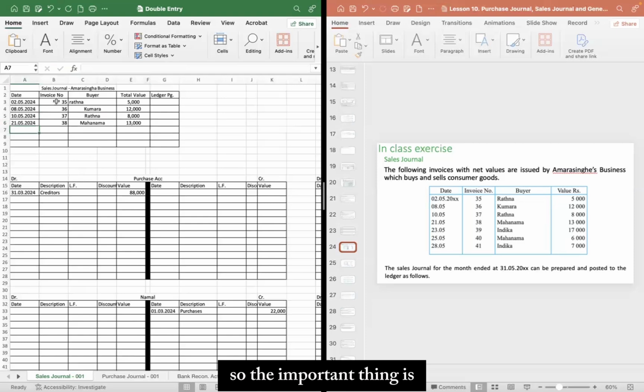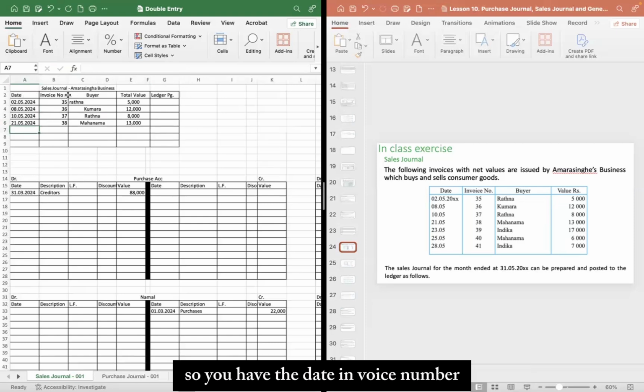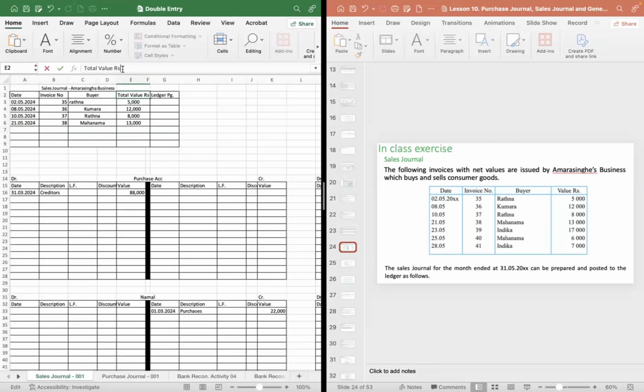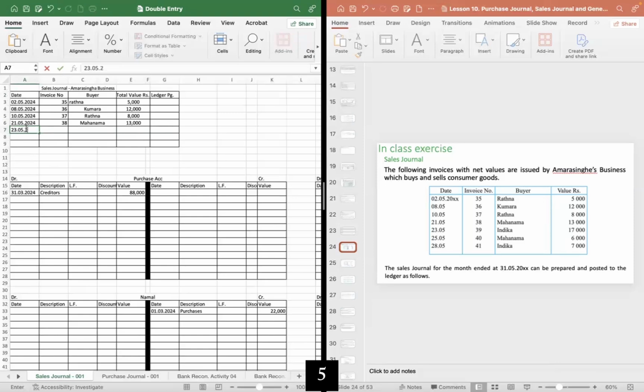So the important thing is you need to know the format of the sales journal. You have the date, invoice number, buyer, total value in rupees, and then the ledger page. Mahanama 13,000. Then on 23rd 05, we have Indika, 17,000.